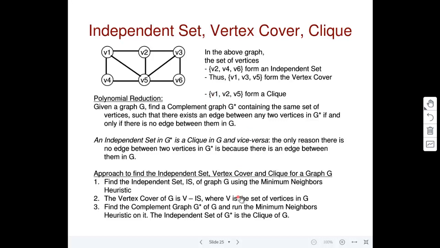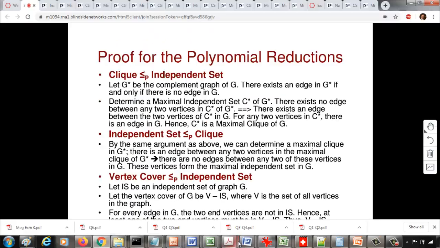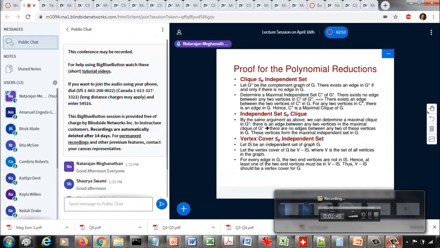Okay, and by going through an example, I'm going to show that the heuristic that we use to find the maximal independent set can also be used to find the maximum size clique, and that's the kind of polynomial reduction there. So we'll show that using an example. Alright, so let me stop this video and then save it. I'll come back.